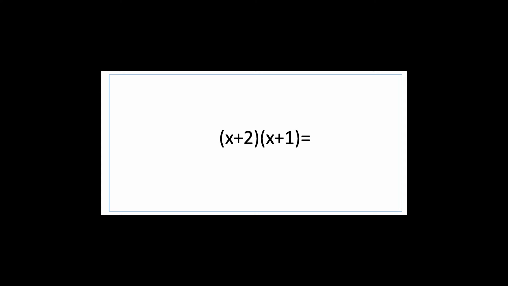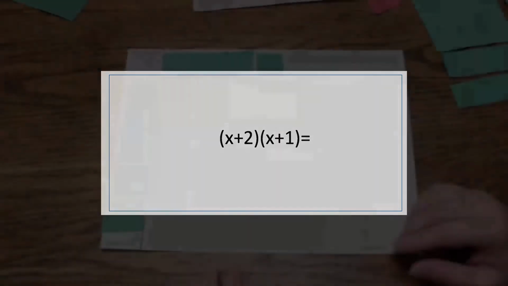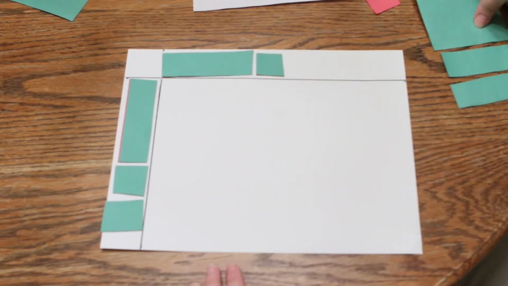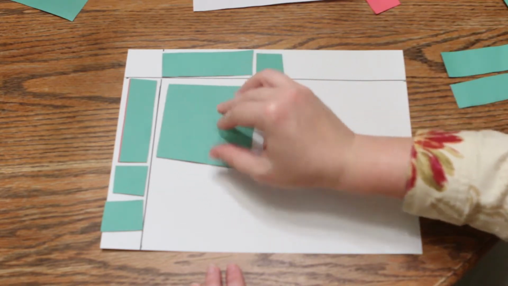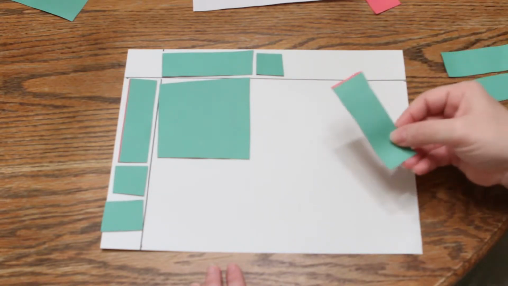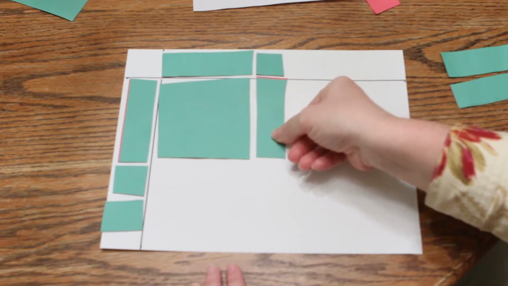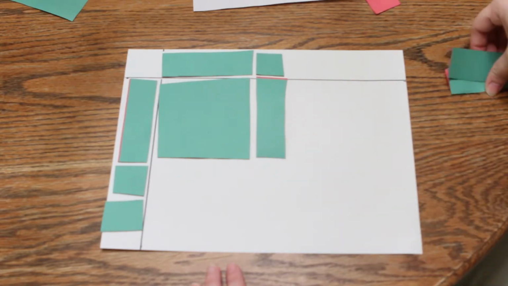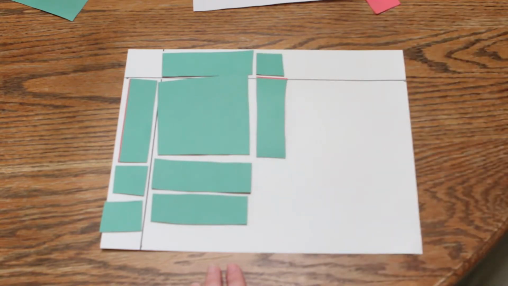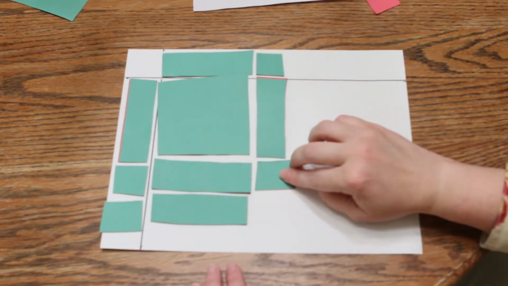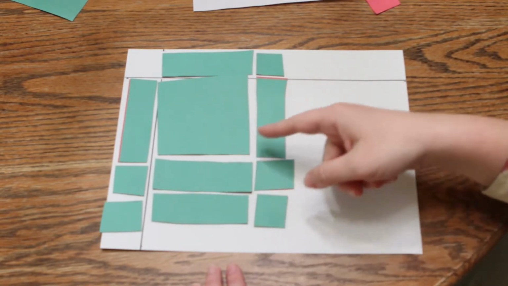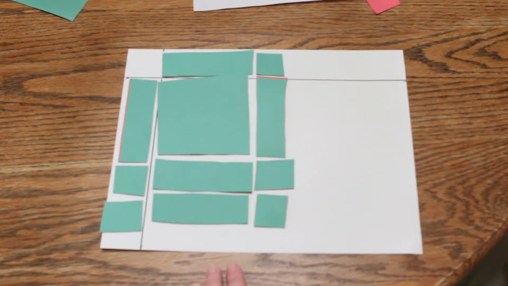Let's use algebra tiles to multiply two binomials. We'll multiply x plus 2 times x plus 1. X plus 1 and x plus 2 go along the top and side. X times x is x squared. X times 1 is x. X times 2 is 2x. And 1 times 2 is 2. So we have x squared plus 3x plus 2 as our product.